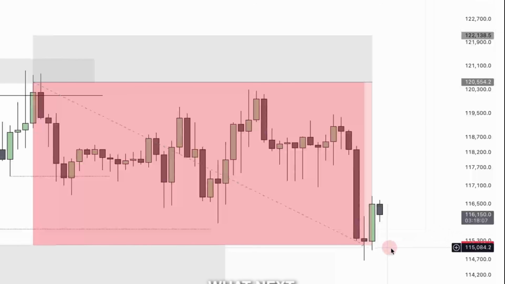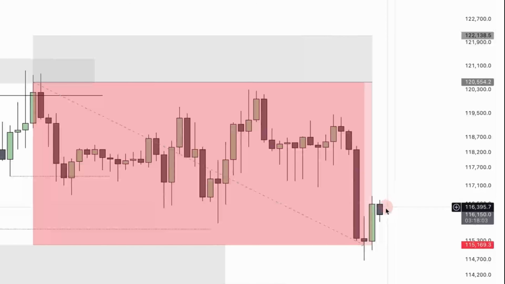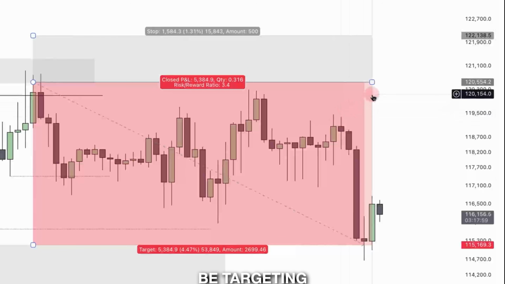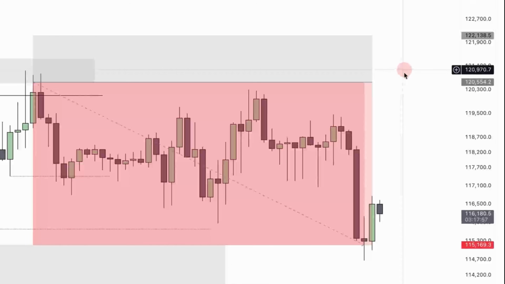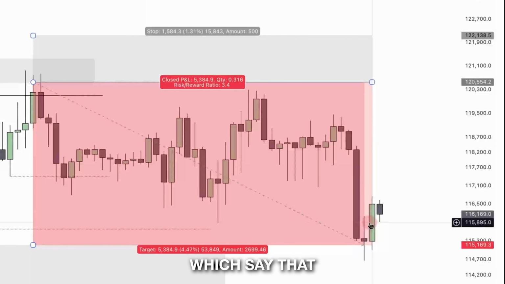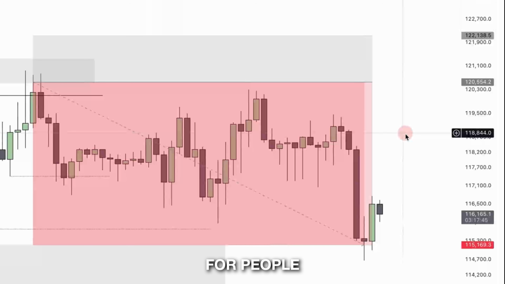Right, now what next? You can just expect the market, once it has further confirmation, because it took out this liquidity, you can be targeting the next draw on liquidity as well. The first nearest liquidity is the highs of the candle which swept it, which it just did, and that's how it happens. So whenever you look for a trade, always wait for people getting stopped out or there is a liquidity sweep. If you don't do that, you will be the liquidity.